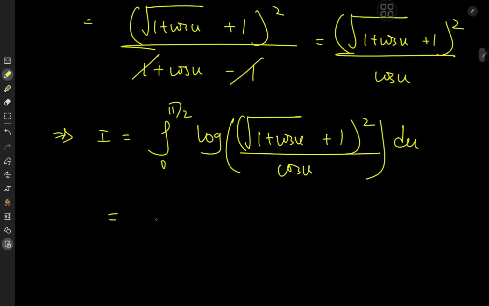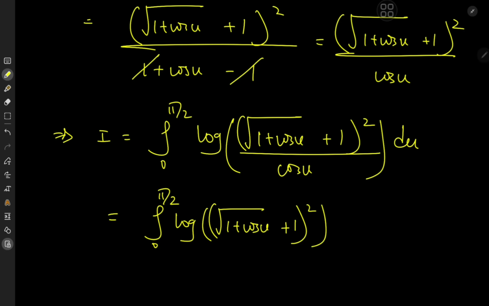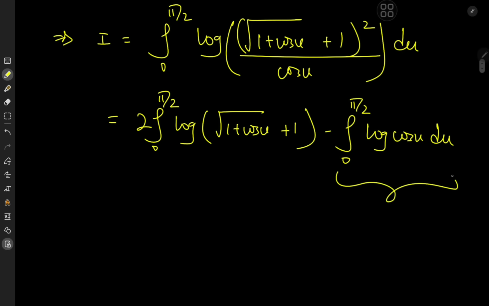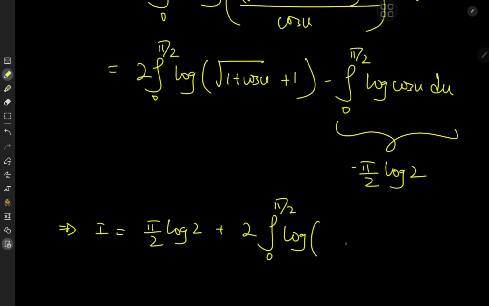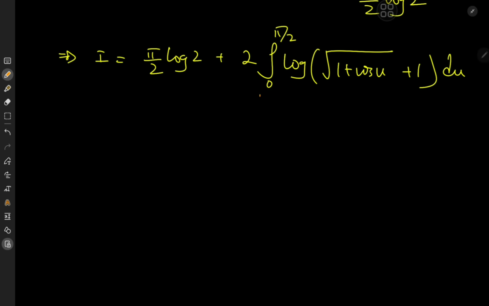Now using the properties of the logarithm, we can write this as the integral from 0 to pi by 2 of the logarithm of root 1 plus cosine u plus 1 whole thing squared, minus the integral of the logarithm of cosine u. Using the properties of the logarithm, of course, we could write this with a coefficient. So we have twice this integral minus the integral from 0 to pi by 2 of the logarithm of cosine u du. And this integral here is one of Euler's famous log trig integrals, which sorts out to negative pi by 2 times log 2. So that means we have the two negatives canceling out, and the integral I equals pi by 2 log 2 plus twice the integral from 0 to pi by 2 of the logarithm of root 1 plus cosine u plus 1 du. We now shift our attention to this newly formed integral.